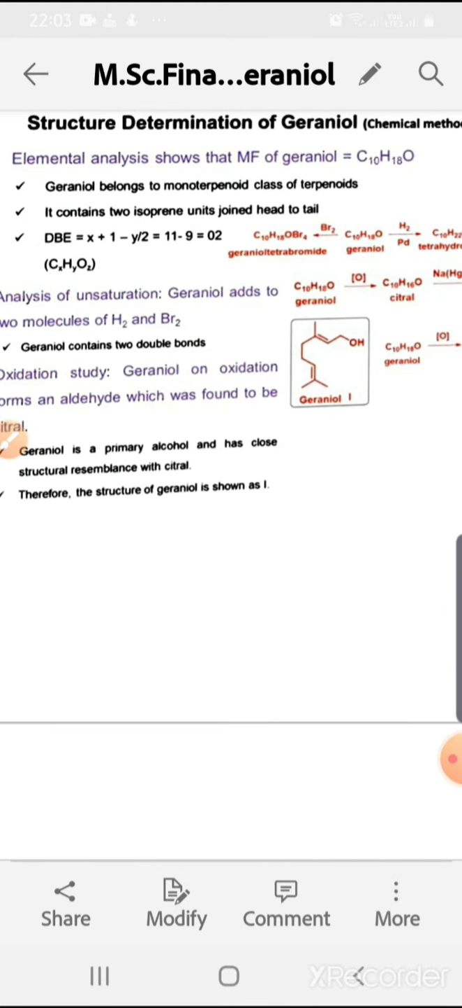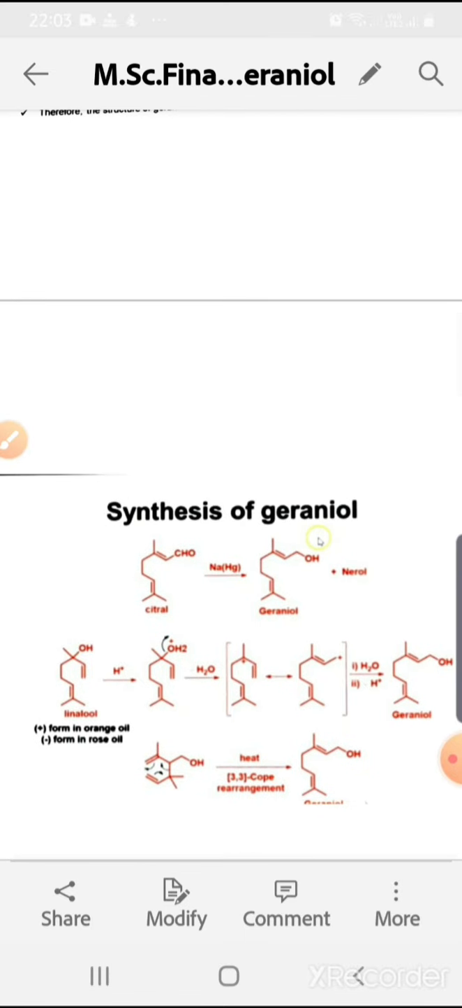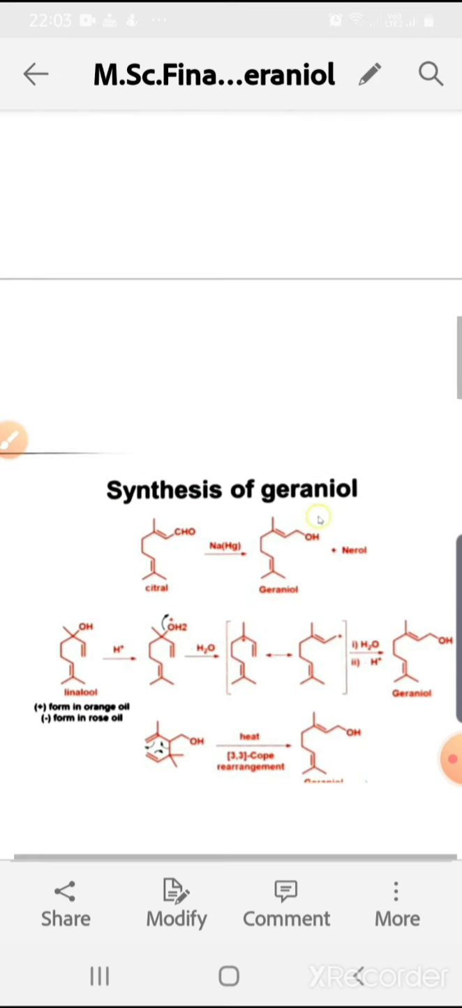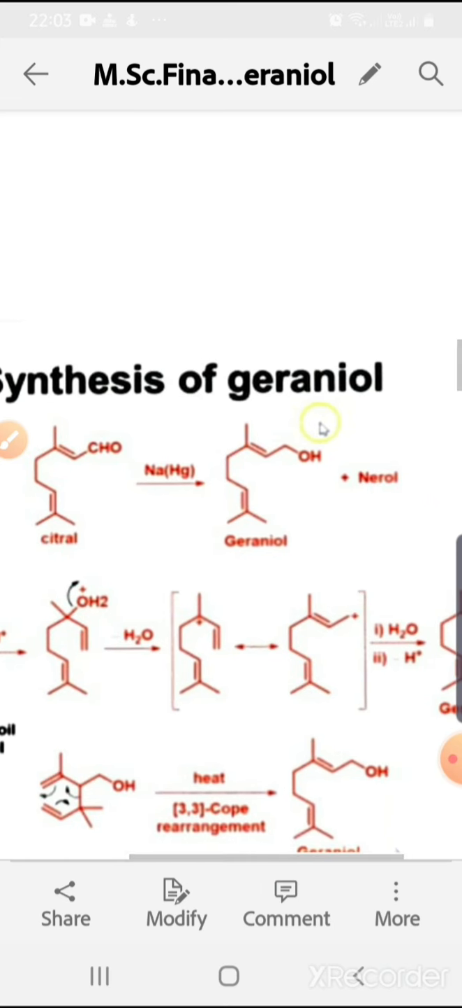Now, this can be further proved by its synthesis. Now, come to the synthesis. The first synthesis of geraniol is from citral. On reduction with sodium amalgam, citral gives geraniol plus a small amount of nerol.